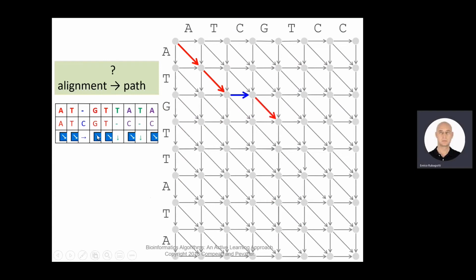After that I have GG, diagonal, TT, diagonal, T gap, I have T, and I have a gap. So I'm going down because I have T gap here. AC, this is a diagonal, but it's not going to be red, it's going to be purple because it's the wrong one. T gap. And AC is another diagonal. So I can represent in this way that alignment.